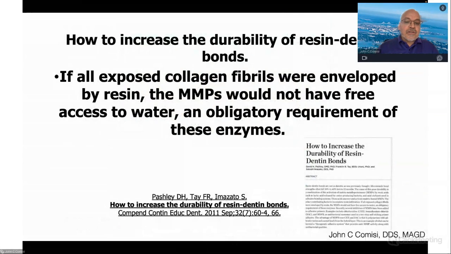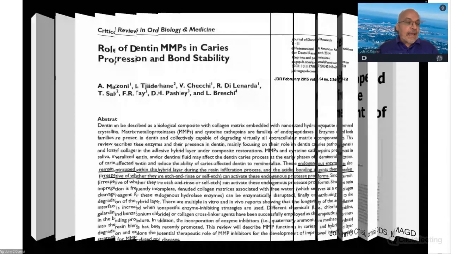So again, as I mentioned earlier, and as Anna talked about in her article, you increase the durability if all of the exposed collagen fibrils are enveloped in the resin. But unfortunately, that is not possible because there's always some moisture present someplace. And in the current methodology that we're using, we fail time and time again.